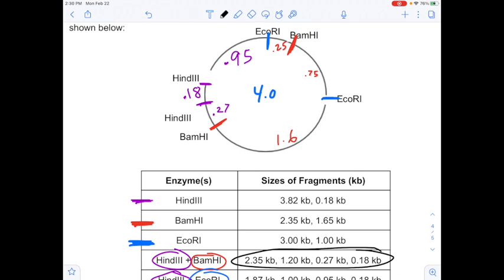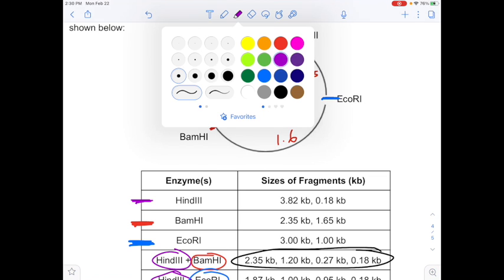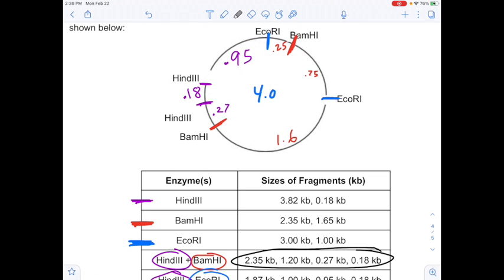2.35 would be, I'll use the gray here, 2.35 would be from here to here. A 1.2 would be from here to here. A 0.27 would be from there to there, and a 0.18 would be from there to there. So that would work. Okay.